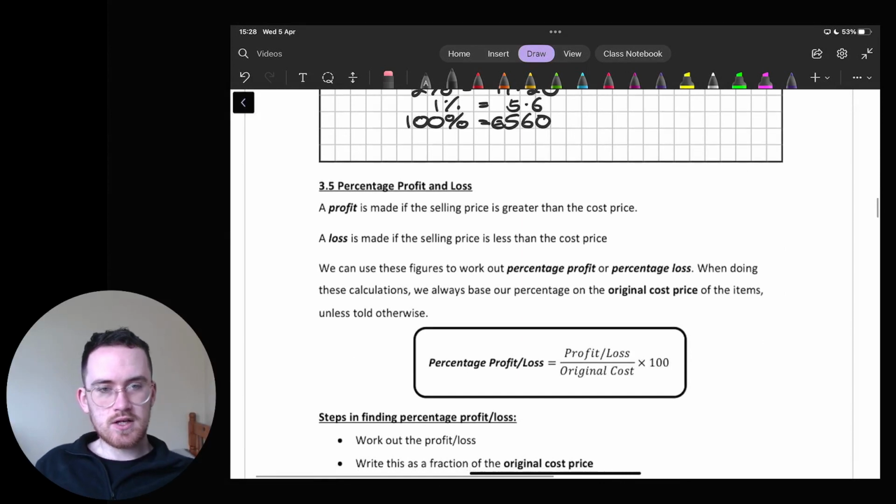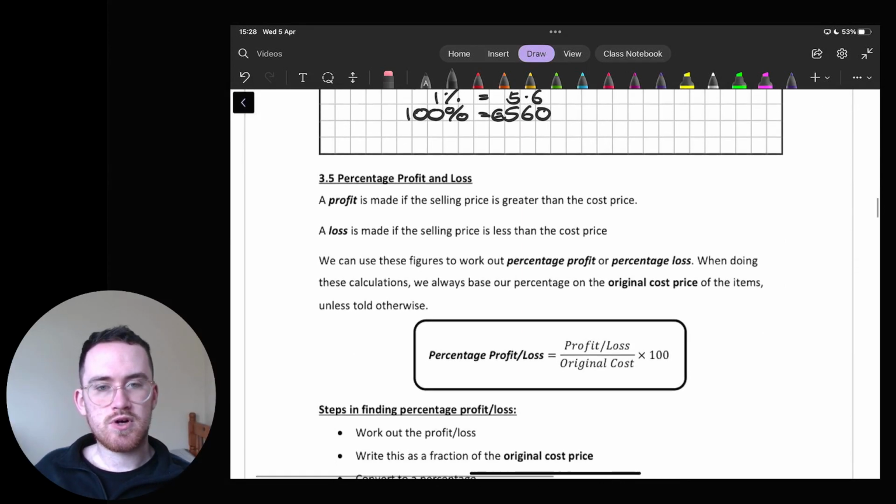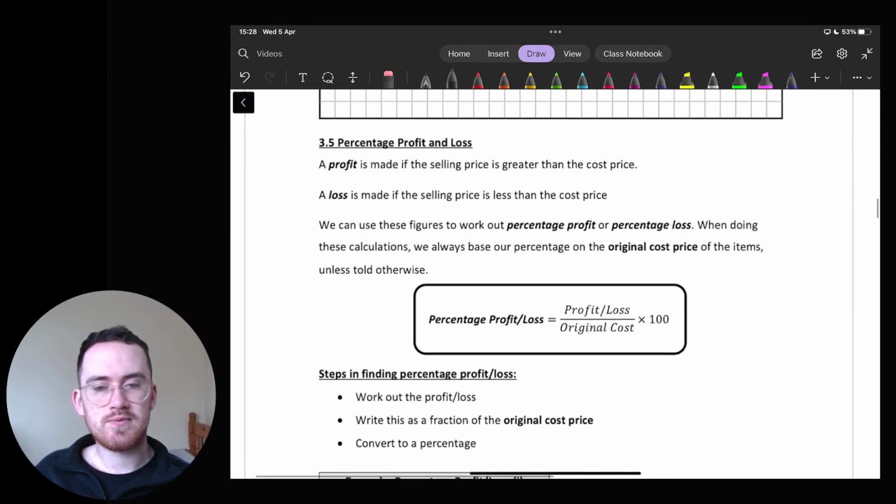Okay, something else that comes up a lot with percentages then is percentage profit and loss. Okay, this is something that comes up fairly regularly.